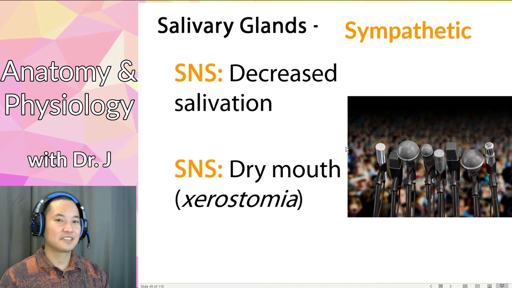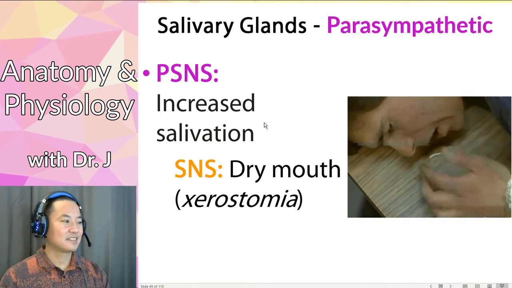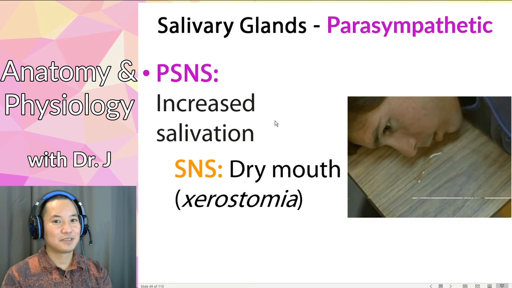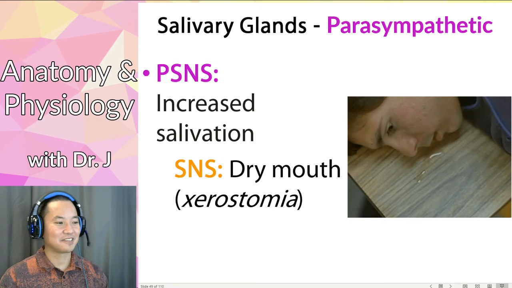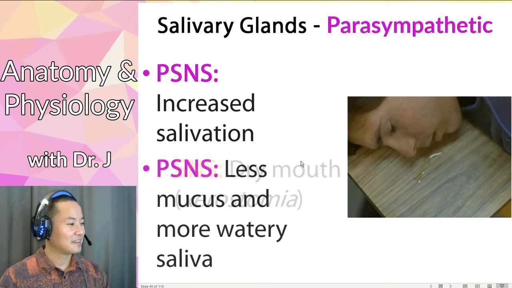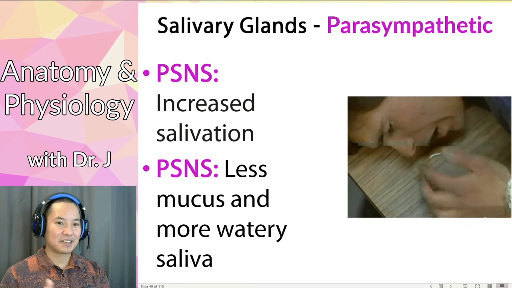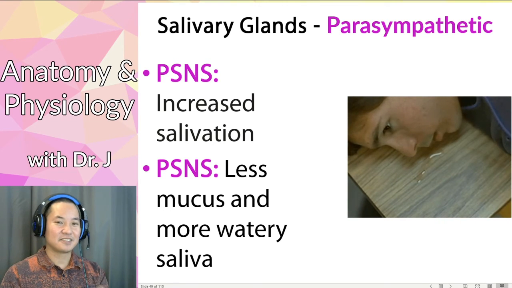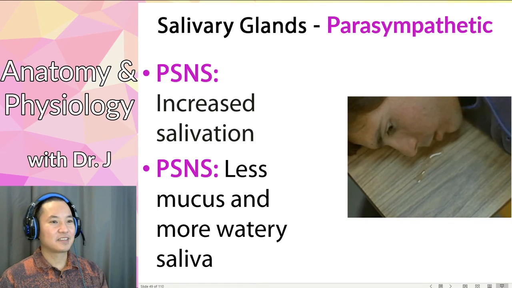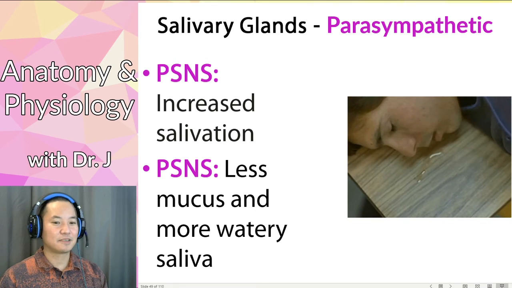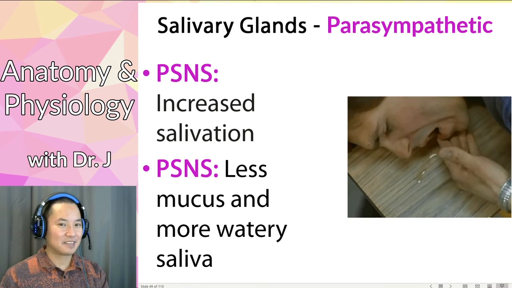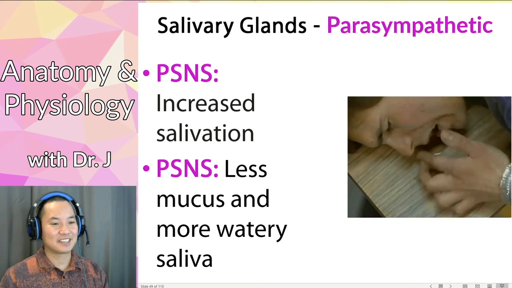Now, luckily, your salivary glands are dually innervated. The parasympathetic is your increased salivation. So when you're trying to eat something or when you're trying to relax in bed, maybe you get so relaxed you start drooling like this guy here. When you're doing public speaking, you not only have a dry mouth, your saliva also gets stickier due to the decreased salivation. But with parasympathetic, you have less mucus and more watery saliva. Instead of worrying about the public speaking, now you're more concerned with digesting what you just had.